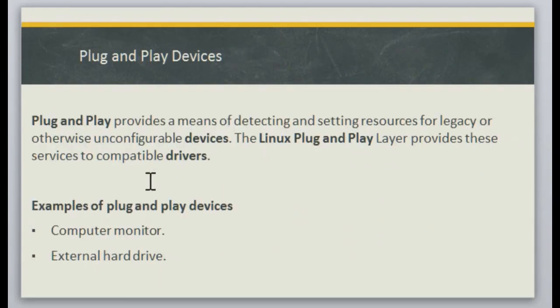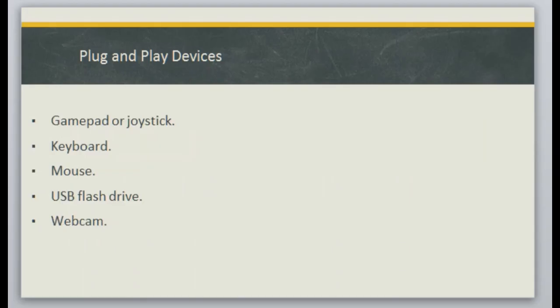Let's talk about plug-and-play devices. Plug-and-play provides a means of detecting and setting resources for legacy or otherwise unconfigurable devices. The Linux plug-and-play layer provides these services to compatible drivers. So some examples of plug-and-play devices, guys, are computer monitor, external hard drive, gamepad or joystick, keyboard, mouse, USB flash drive, or webcam. So guys, these are things you can simply plug into your computer, and they're going to be available to use just like that, okay? So you don't have to do any setting up or configuring of them.